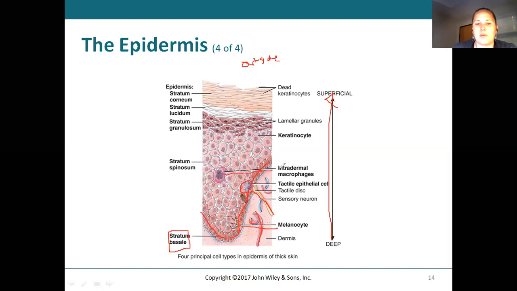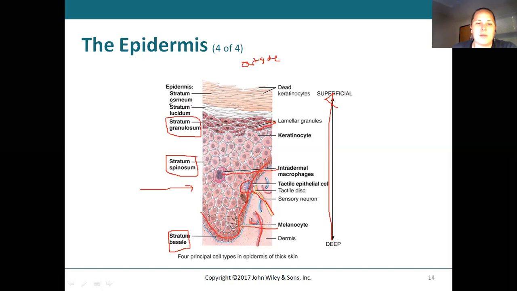Those intraepidermal macrophages, again, are going to be looking for any type of foreign invader to the body. And those are going to exist probably a little bit more in this stratum spinosum. You can see the shape of those cells. They're a little less cuboidal. They're flattened, getting more flattened at this point in time. The stratum granulosum, the cells are starting to undergo apoptosis. You can see there are lamellar granules present in that.